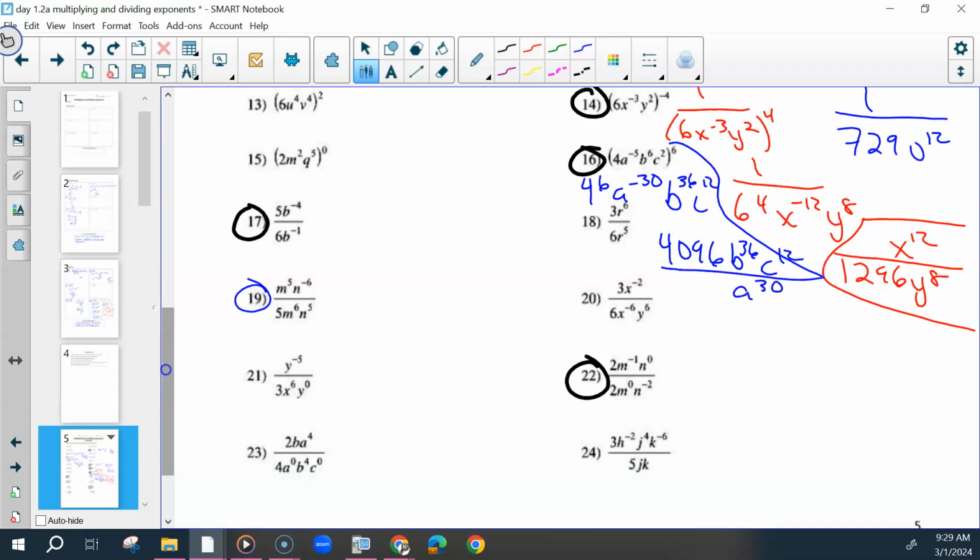So this is a really good example of why we don't want to keep expanding. Just imagine writing out 30 A's and 36 B's. It's a lot. So 4,096, B to the 36, C to the 12, over A to the 30th. Questions on any of those ones? Or confusions? Anything that doesn't make sense?